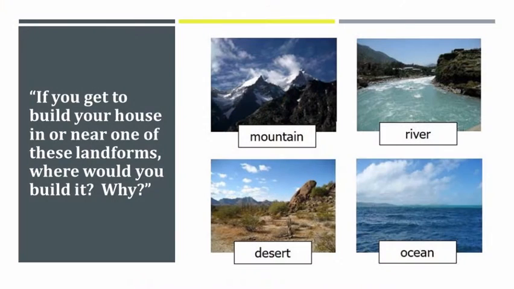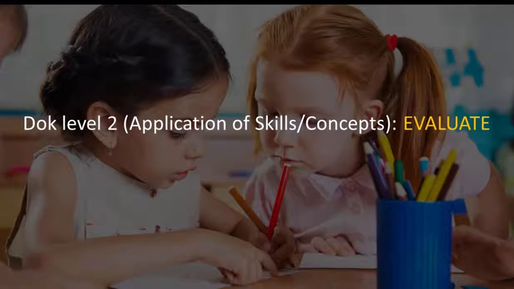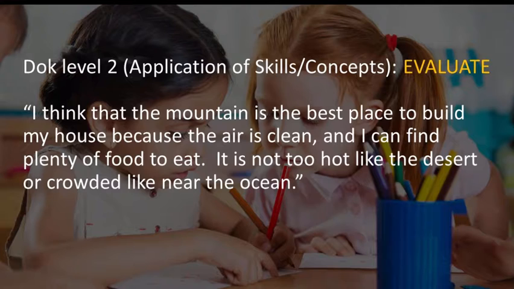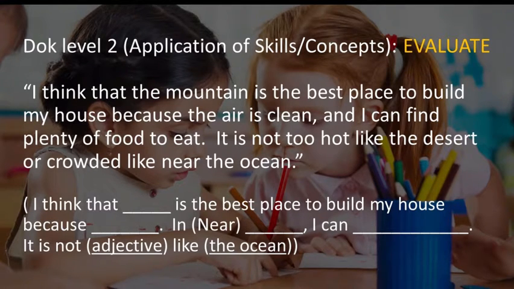Here's the last example of a level 2 teacher question. Class, if you get to build your house in one of these landforms, where would you build it and why? Your student language outcome would be, I think that the mountain is the best place for me to build my house because the air is clean and I can find plenty of food there. I can also cut trees to build my house and burn them for cooking or something. And it's not too hot like desert and not crowded like an ocean or something. Your students would be evaluating or making decisions based on the knowledge of what they learned about all these landforms.